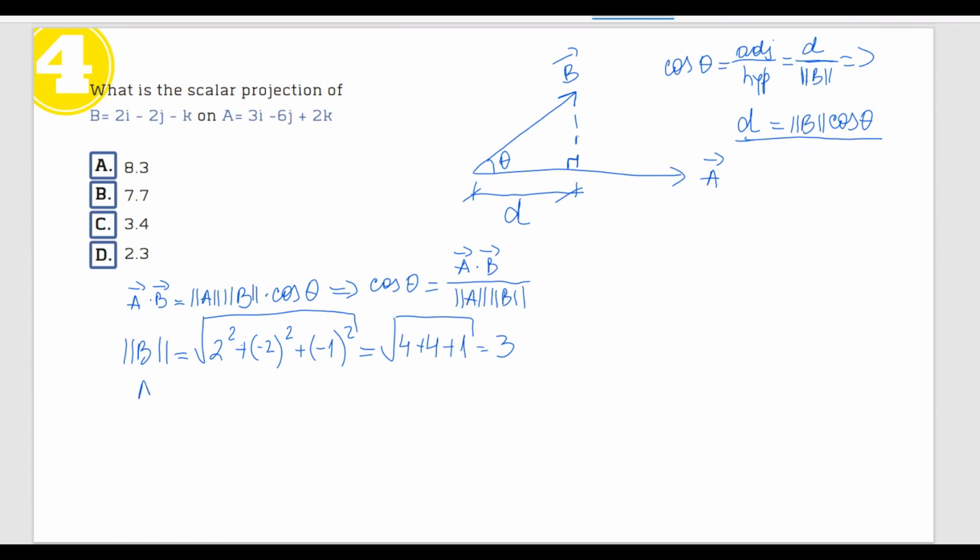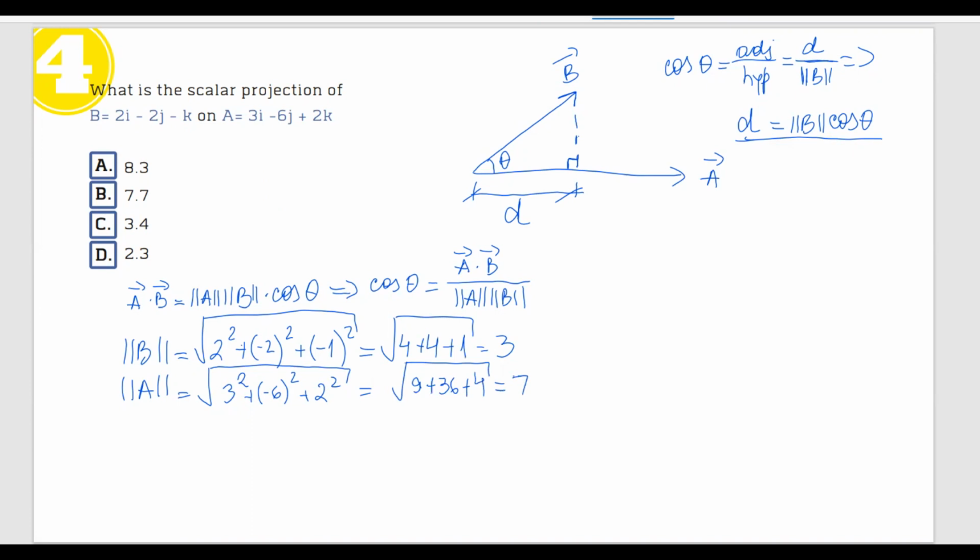I'm going to go ahead and calculate magnitude of A now, which is going to be equal to the square root of 3 squared plus (-6) squared plus 2 squared. And I will get square root of 9 plus 36 plus 4, which is square root of 49. So this is going to be equal to 7. So I have magnitude of A, and I have magnitude of B.